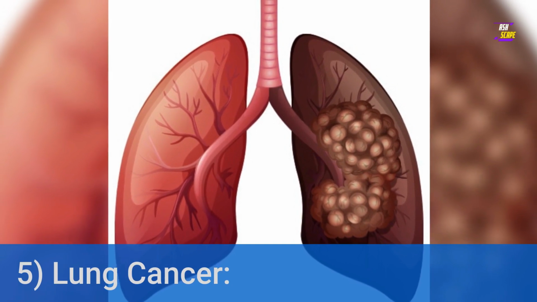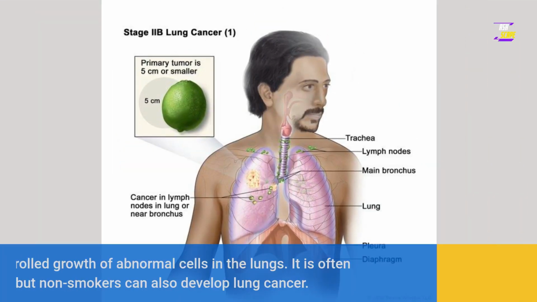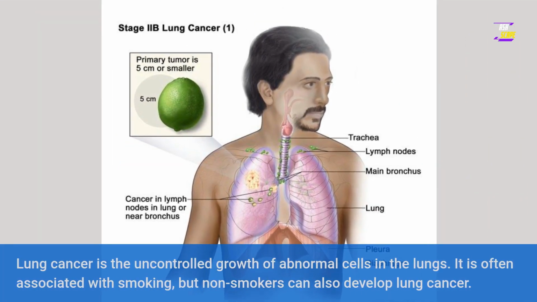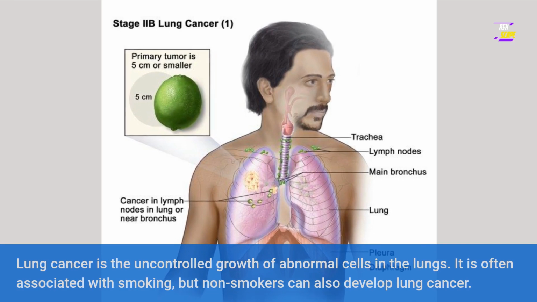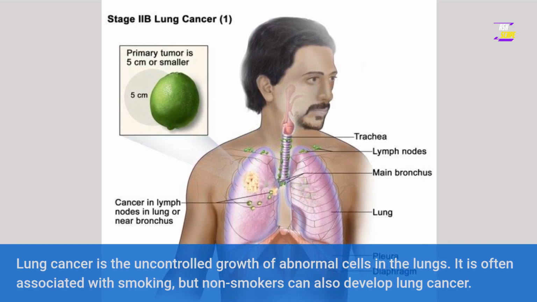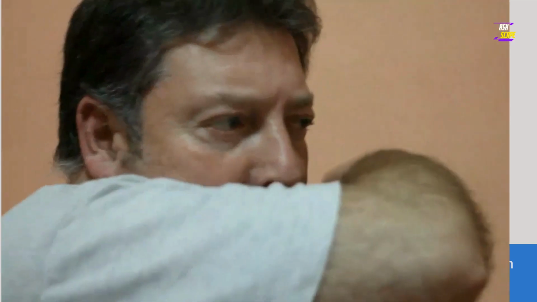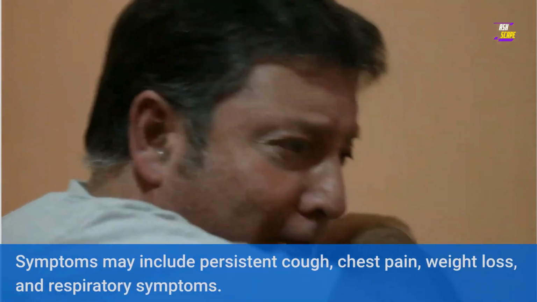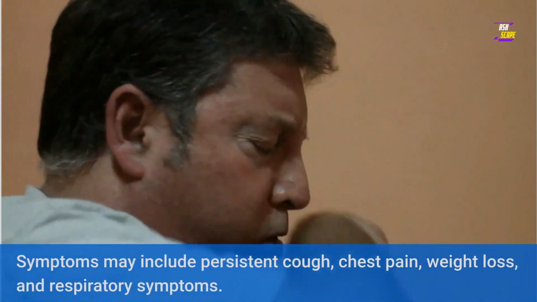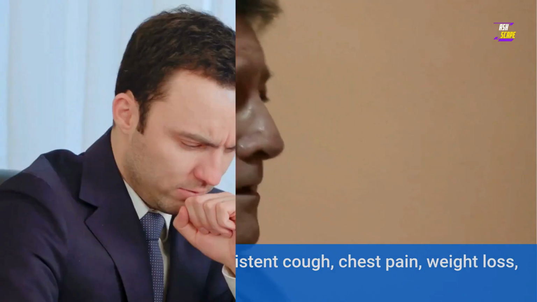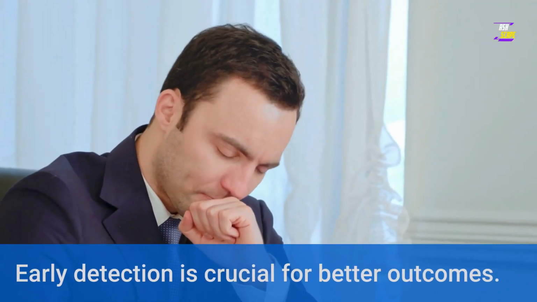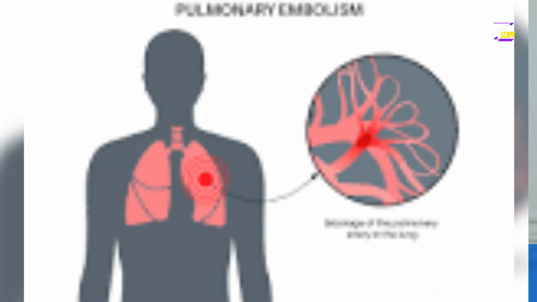5. Lung cancer. Lung cancer is the uncontrolled growth of abnormal cells in the lungs. It is often associated with smoking, but non-smokers can also develop lung cancer. Symptoms may include persistent cough, chest pain, weight loss, and respiratory symptoms. Early detection is crucial for better outcomes.